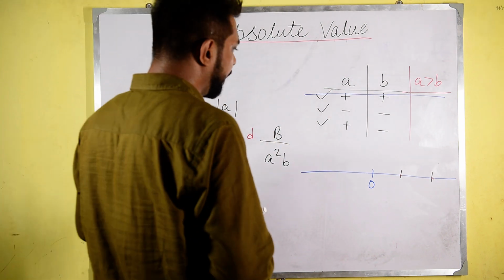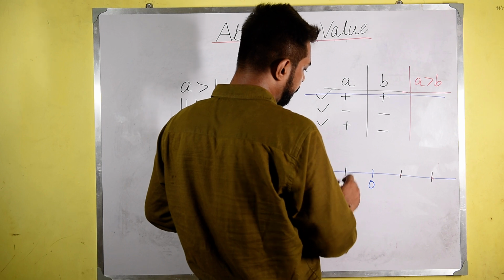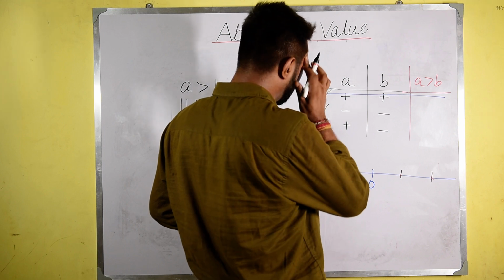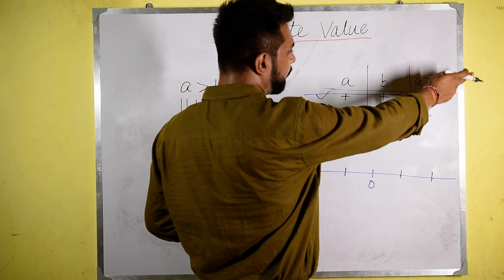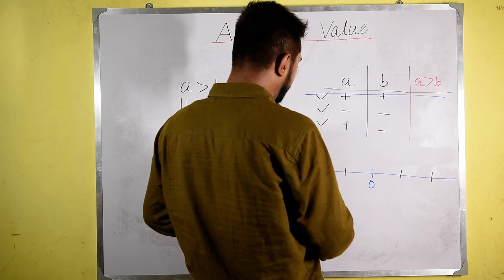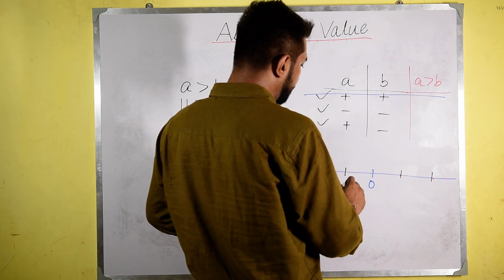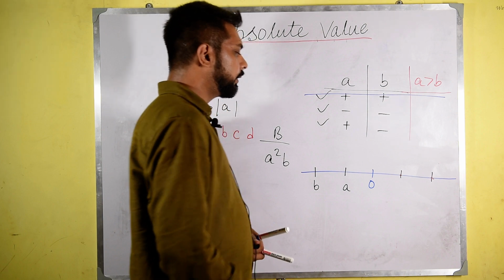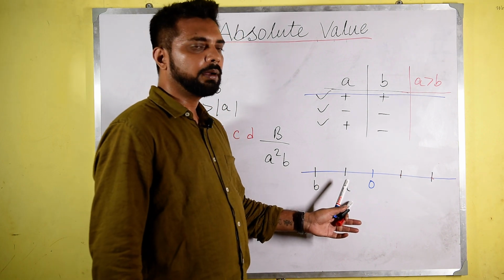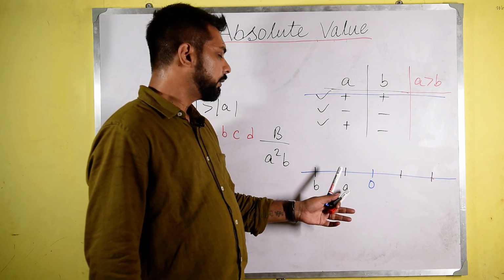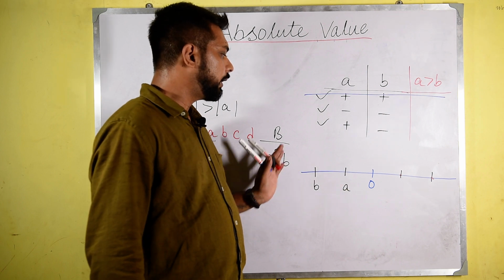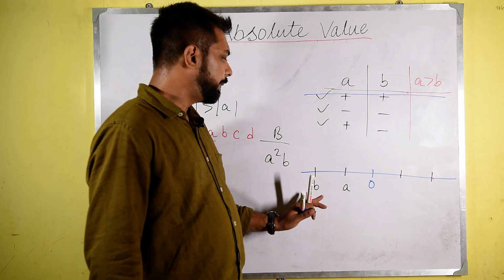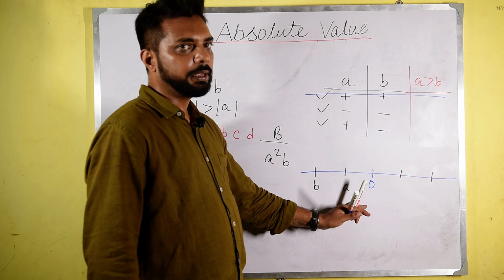So if both the numbers are negative, let's say here it is, and we have to keep this condition that A should be greater than B. So if B is here, A should be here, because we know that the smaller the negative number, the bigger its value compared to any value on the left-hand side of that. So if B is here, then definitely A will be here.